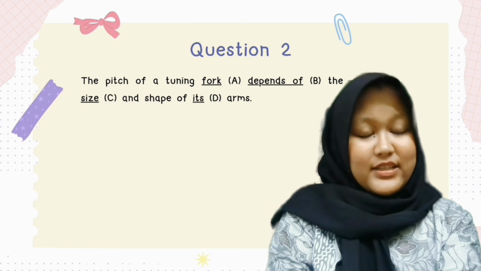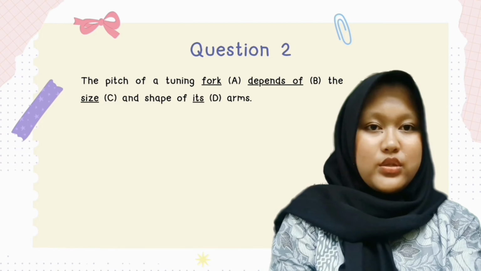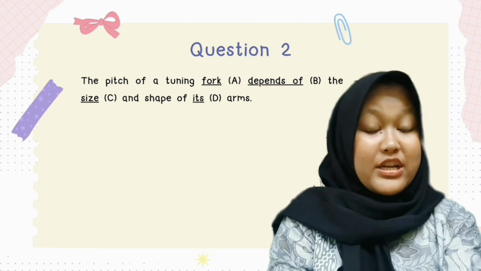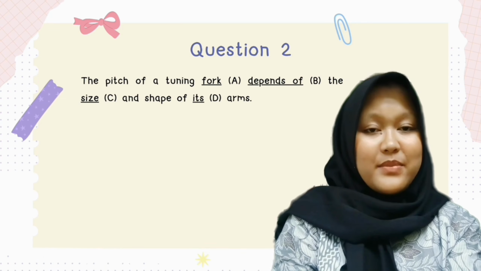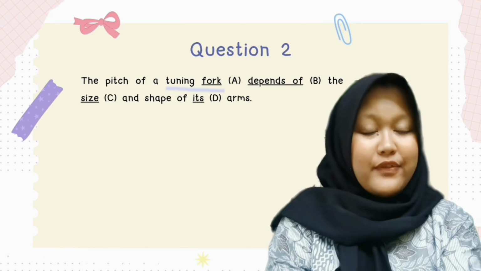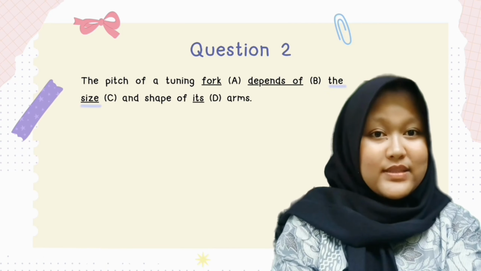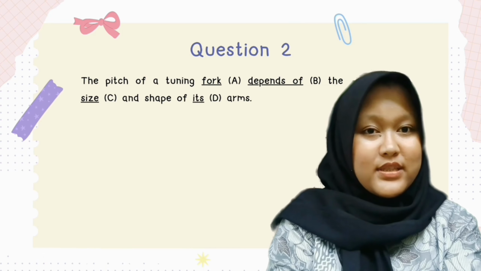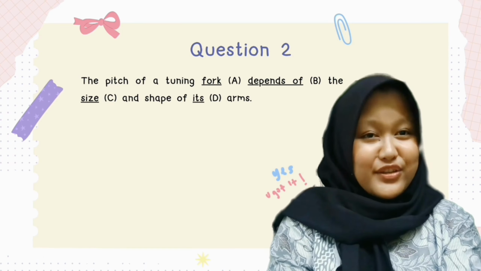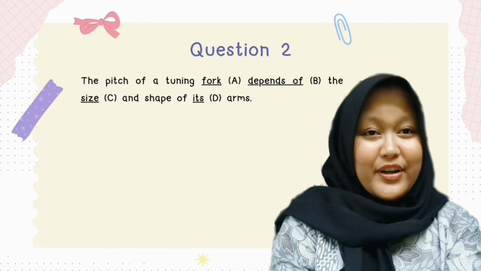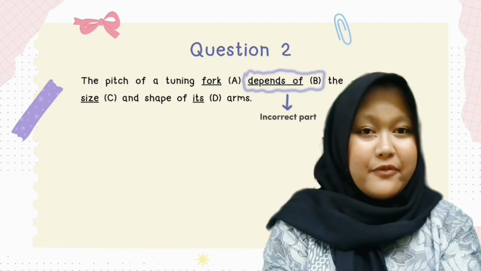Let's move to the next question. In question 2, we're dealing with an error recognition question. Let's read the sentence together and find the mistake. The pitch of a tuning fork depends of the size and shape of its arms. Did you catch the error? Yes, you got it. The incorrect part is B, depends of.